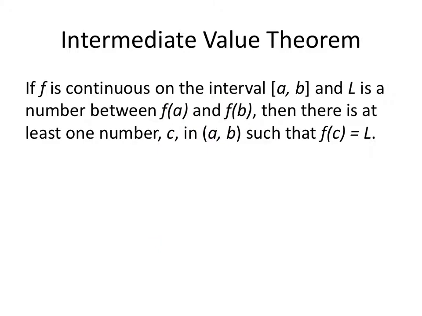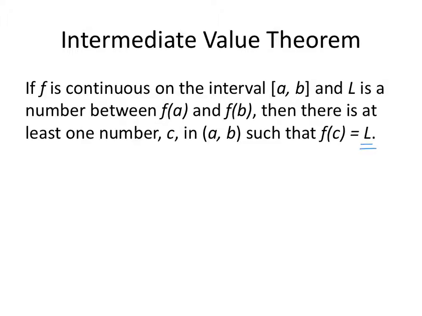Okay, so we want to put together everything we know about limits with this continuous idea. So this brings us to what we call the intermediate value theorem. It says if f is a continuous function on some interval from a to b, and L is any number between f of a and f of b, then there has to be at least one number, we're going to call it c, between a and b that gives me that value of L.